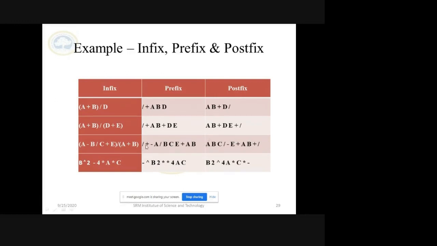See here, plus, your operators take more chance of coming in front. That is only prefix. Postfix means your operators will be coming most of the time after your alphabets. Keep it in mind. Hereafter I'm going to say operand and operator only. Operand means alphabets or numerals like 1, 2, 3. Operators, I think you know it. Okay.